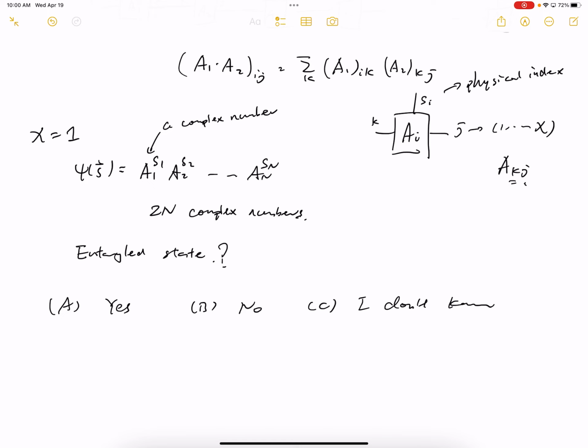Okay, I think this is a simple enough question. Most of you have already voted, and I think it's pretty clear that the answer is no. So you can't actually encode an entangled state in this case. There are a couple of ways to look at it.